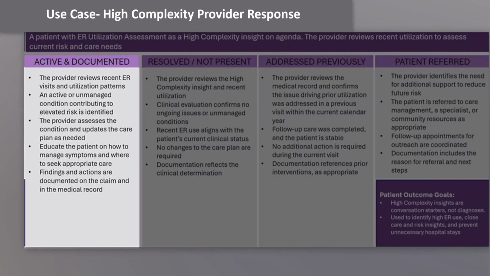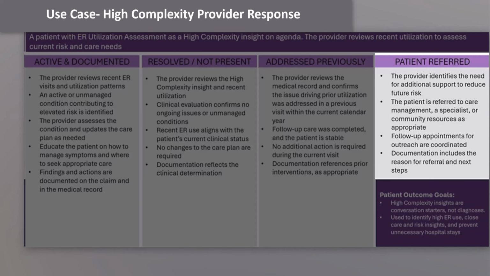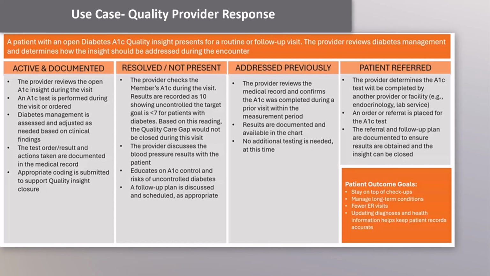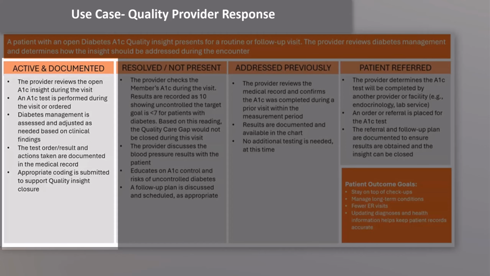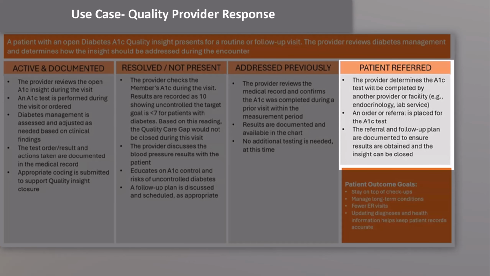Choose Active and Documented when unmanaged conditions are identified. Choose Resolved or Addressed Previously when no further action is needed. Choose Patient Referred when additional support is required. For quality insights, select Active and Documented when testing is completed or ordered. Choose Resolved or Addressed Previously when requirements are already met. Choose Patient Referred when testing must be completed externally.